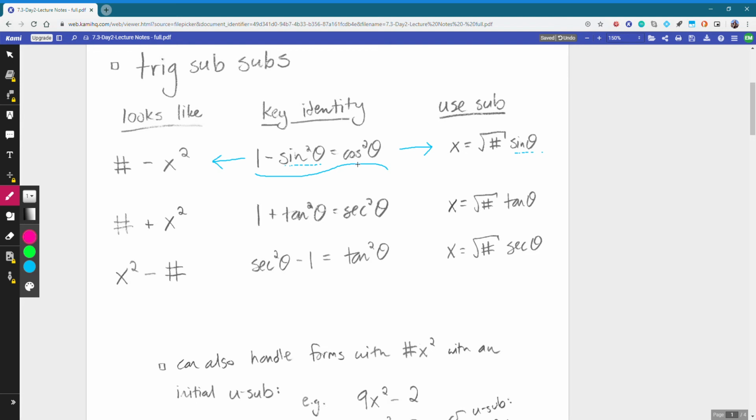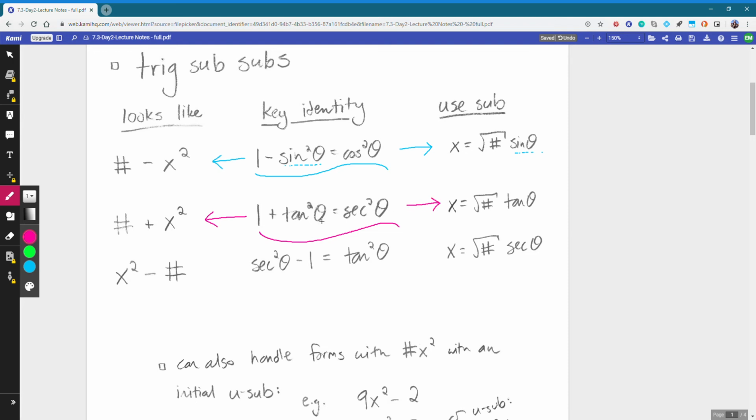But now another identity that we have: if we take our cosine squared plus sine squared equals 1 and divide everything by cosine squared, we get this Pythagorean theorem identity relating tangent and secant. And if we squint our eyes at it, the left-hand side looks like some number plus something squared. Because of that, we are able to handle forms that look like some number plus x squared, through this substitution on the right.